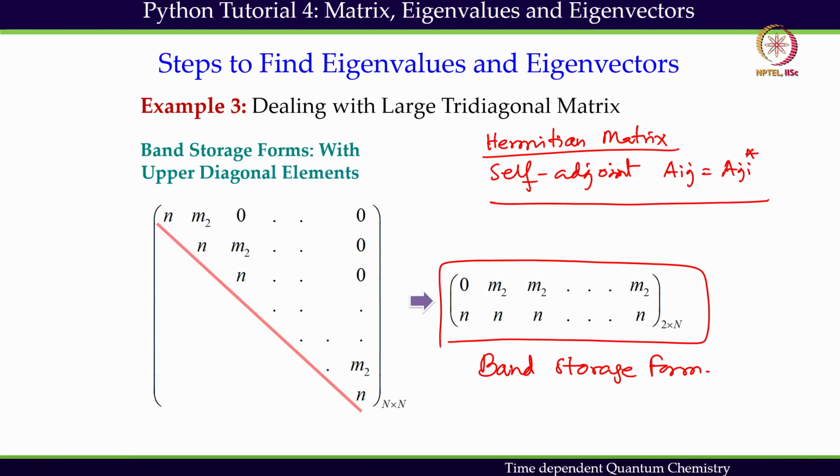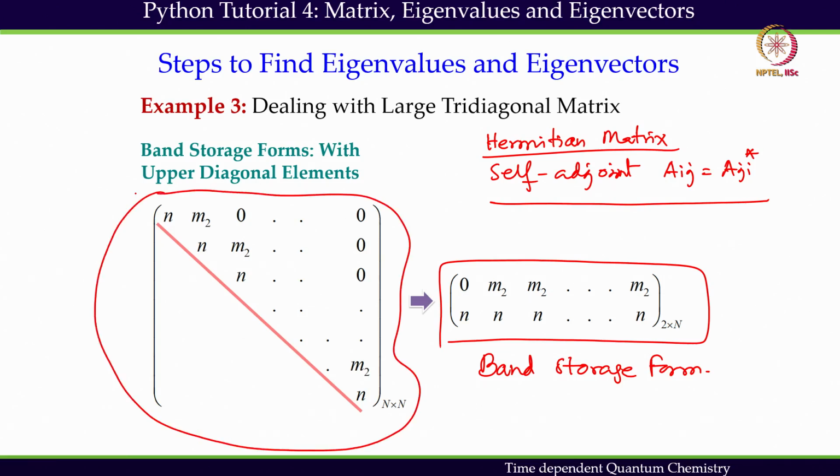The point I am trying to make here is that instead of dealing with a very large tridiagonal matrix, one can store the entire tridiagonal matrix in its band storage form. The actual matrix was n by n, let us say 3000 by 3000, a big matrix, and that can be stored as 2 by n, which is 2 by 3000. So, the memory used to store the matrix can be reduced significantly if we use the band storage form.